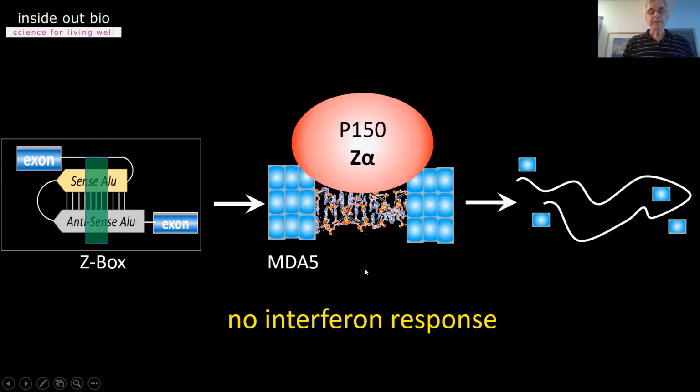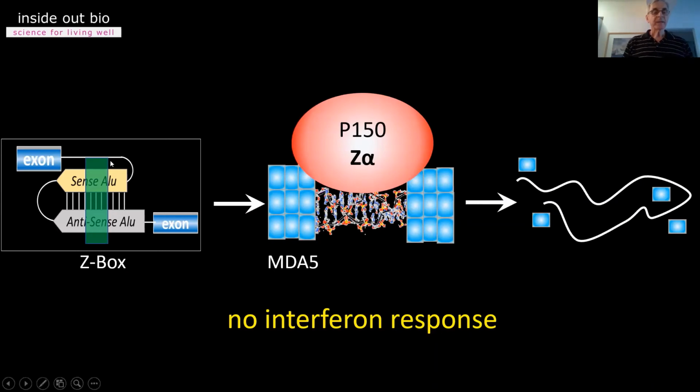What normally happens at the start of the interferon response is there's a protein MDA5 that induces Z formation in these ALU elements, to which P150 Z-alpha binds. So it localizes the enzyme to host transcripts. And as a result of editing, the double-stranded RNA is made single-stranded and the interferon response is inhibited.